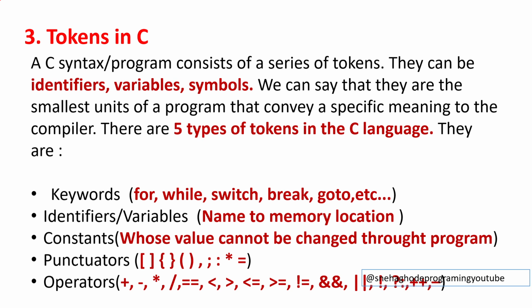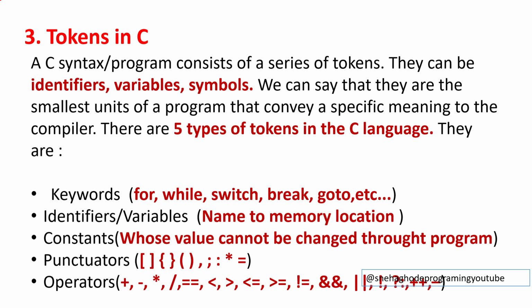Keywords are like for, which we use for loops. They are predefined. The function of those particular words is predefined, each specified for a particular work. We cannot use them as a variable. So keywords are for, while, switch, break, goto, continue, if, else, right? Then main, int, char, these are also keywords.